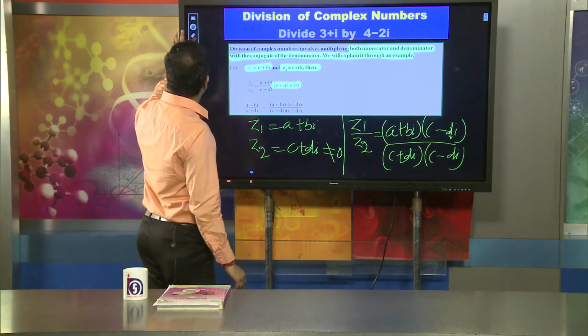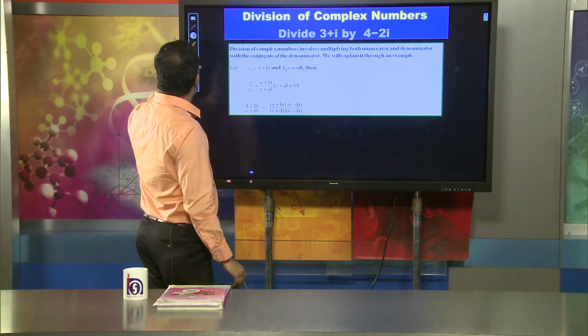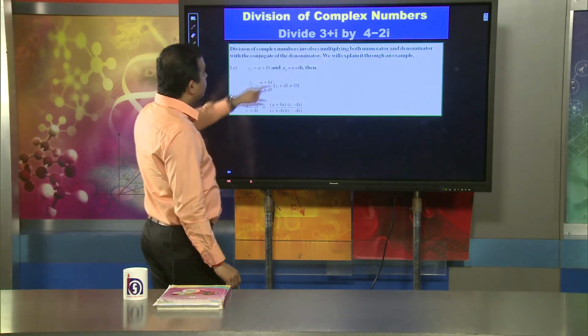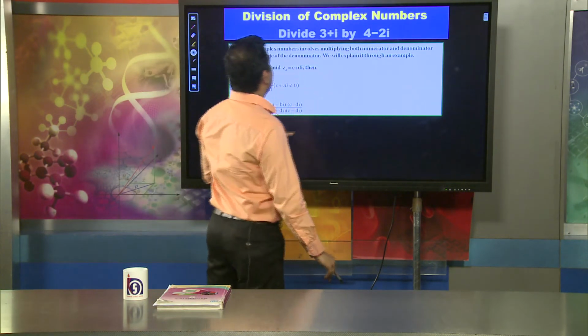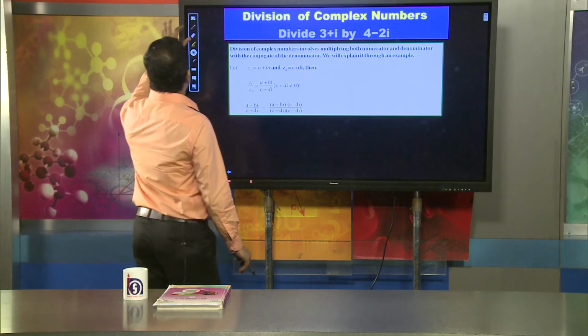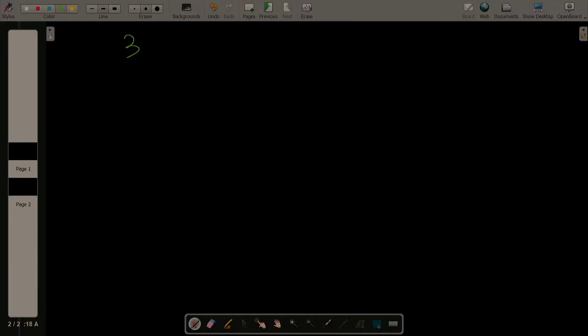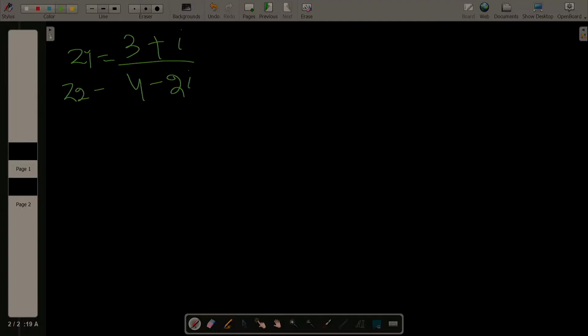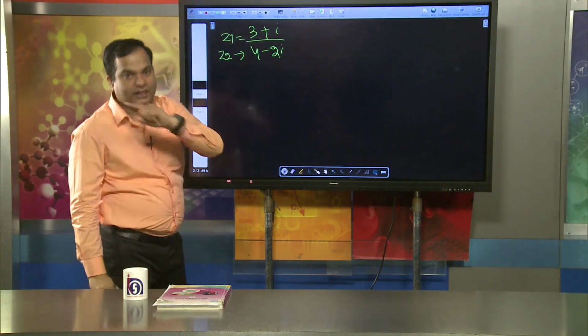By taking an example, we will understand better. Suppose we have to divide 3 plus i by 4 minus 2i. How do we divide between two complex numbers? Suppose Z1 equals 3 plus i and Z2 equals 4 minus 2i, and we have to divide one complex number by another complex number.